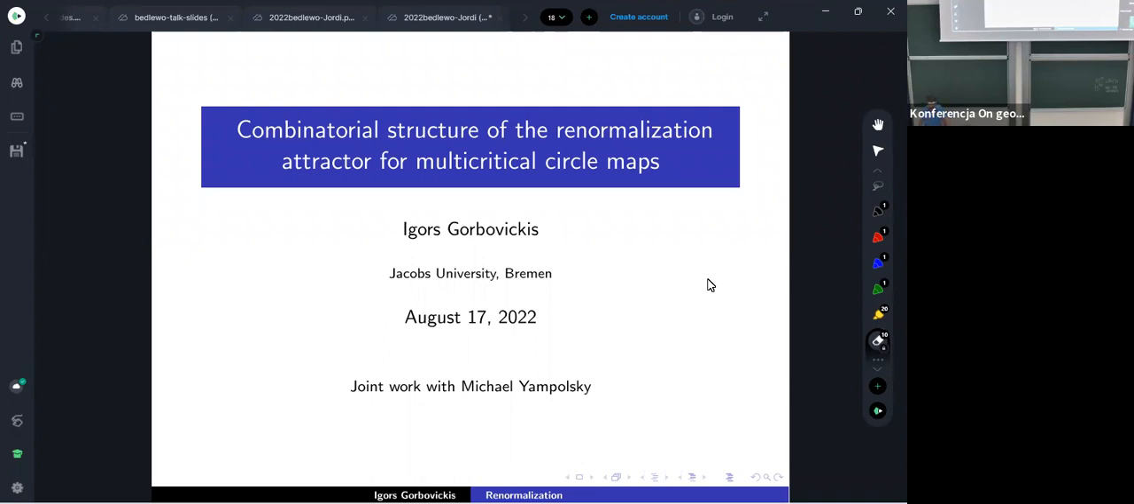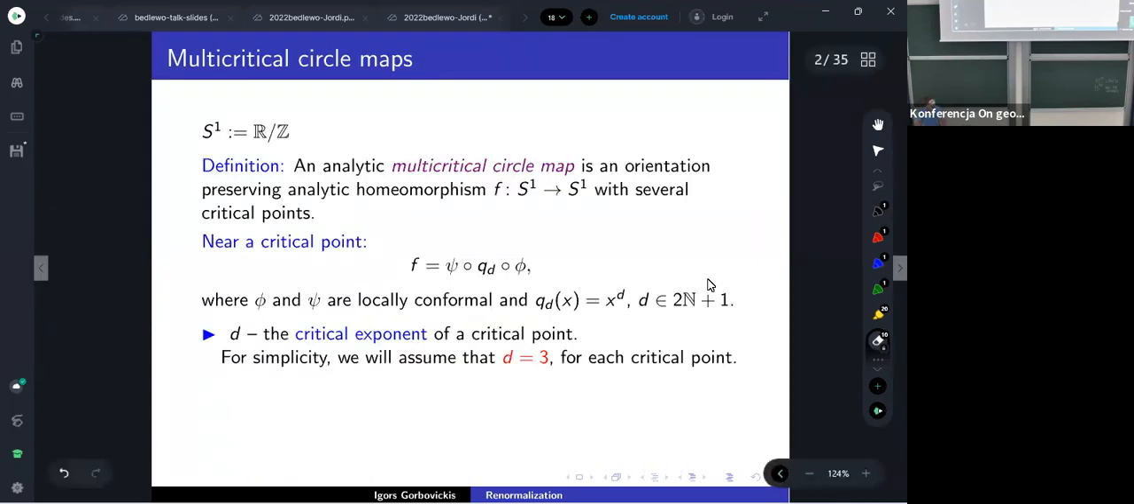So I'm going to talk about the combinatorial structure of the renormalization attractor for multicritical circle maps. This is joint work with Michael Jampolsky. Well, as you can see from the title of the talk, the main object of the talk is going to be multicritical circle maps.